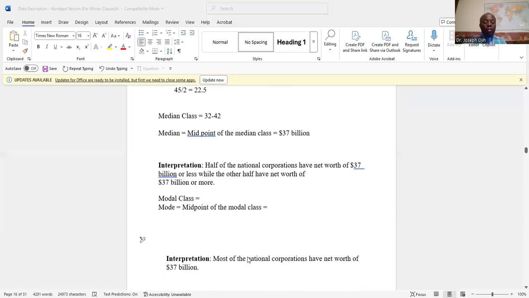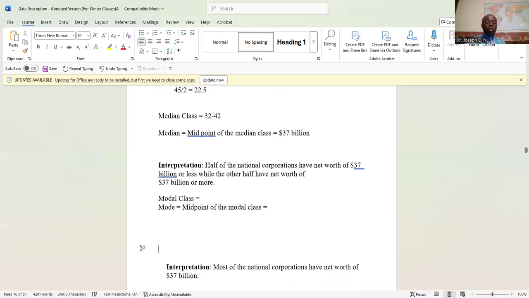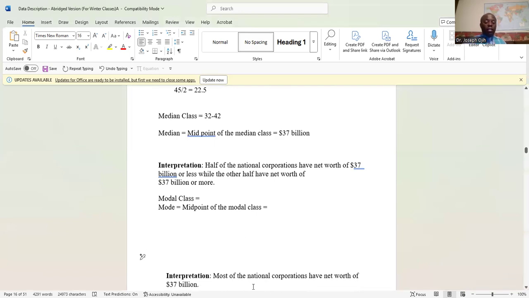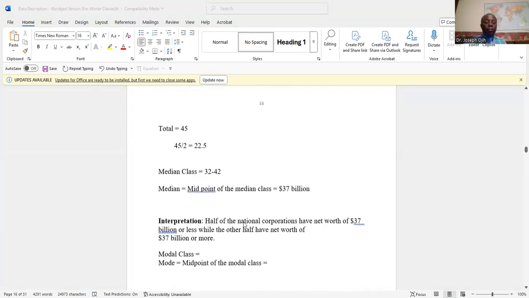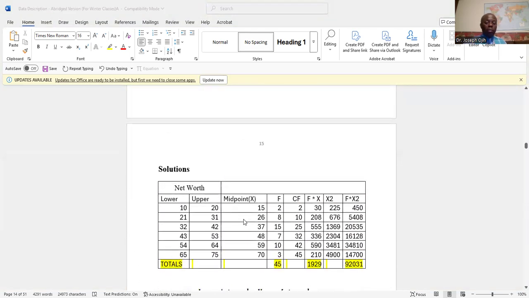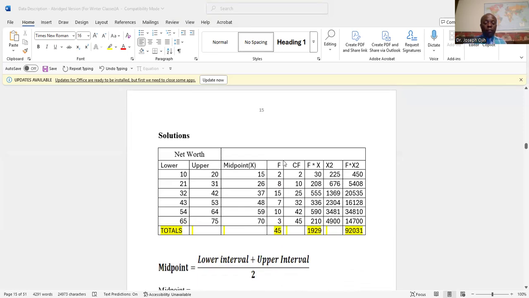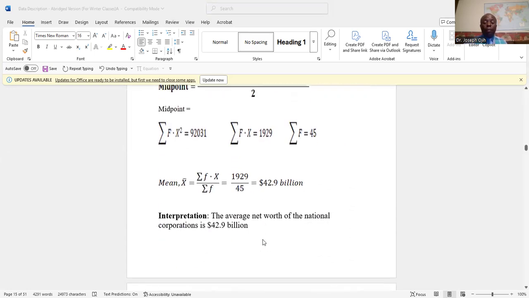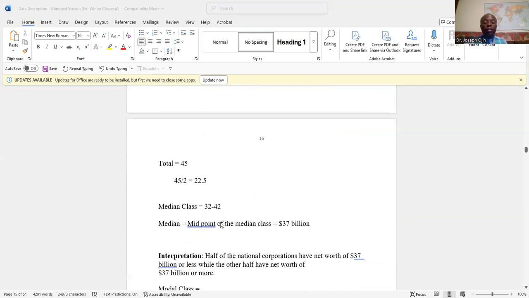Okay, excellent. Now let's find the mode, since there's no question. To find the mode, you need the modal class, which is the class that contains the mode. The mode is the value with the highest frequency. The highest frequency here is 15, so the modal class is 32 to 42, the class that corresponds to the highest frequency of 15.